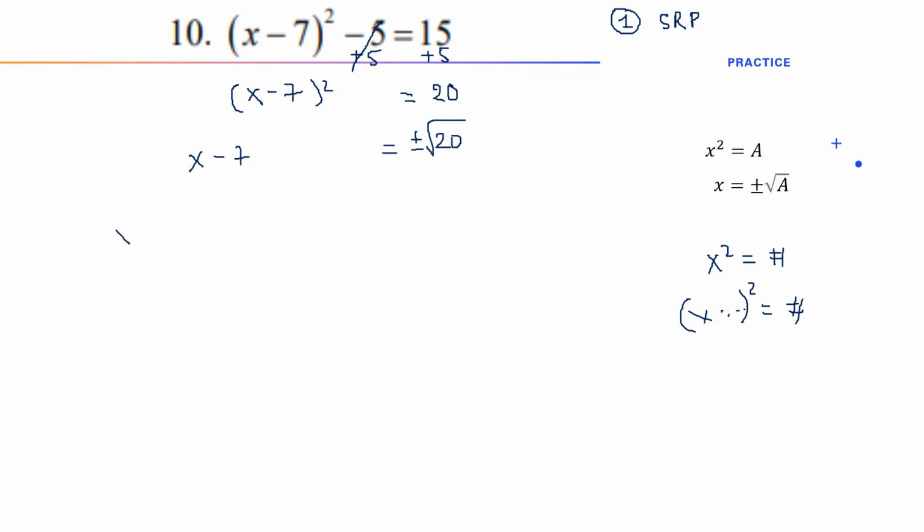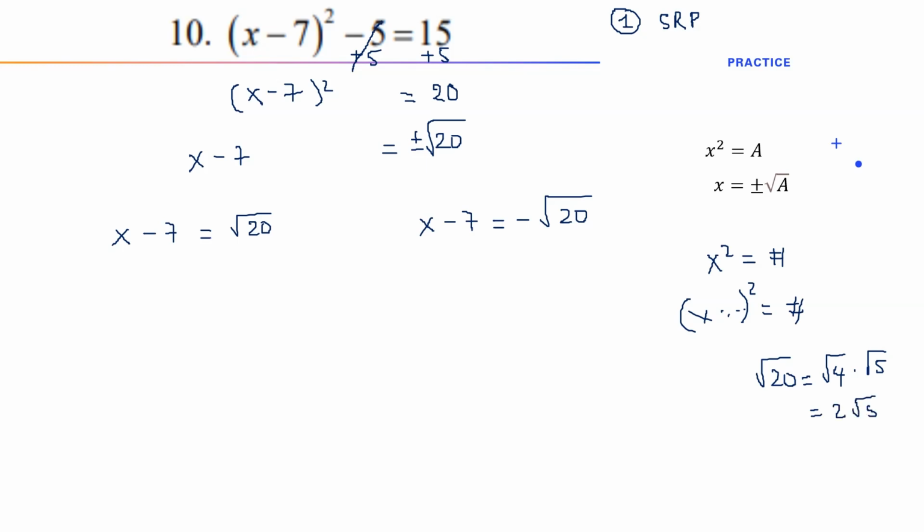So the first case, x minus 7 equals the square root of 20. The second case, x minus 7 equals minus the square root of 20. And what is the square root of 20? That's the square root of 4 times the square root of 5. That's 2 square root of 5.